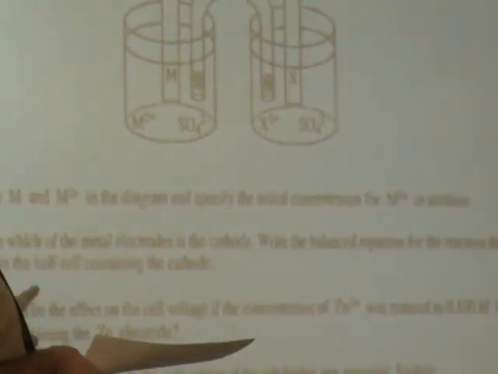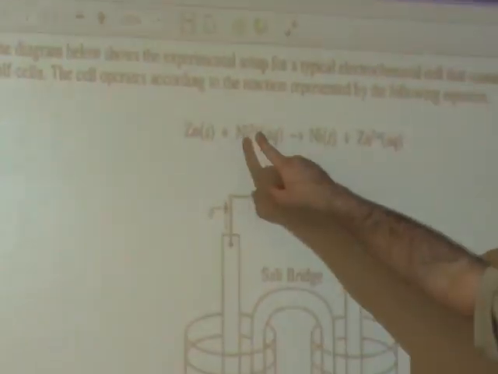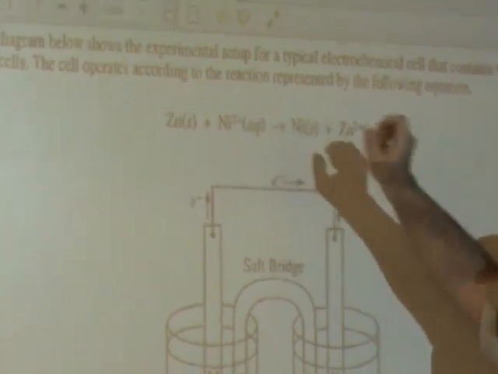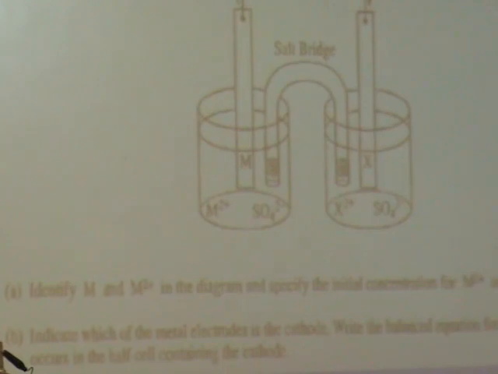Write the balanced equation for the reaction that occurs at the cathode. Well, it would be taking this initial reaction and writing the nickel half reaction. Nickel plus 2 electrons goes to nickel. Okay, that's part B. Really an actual pretty easy question to answer.